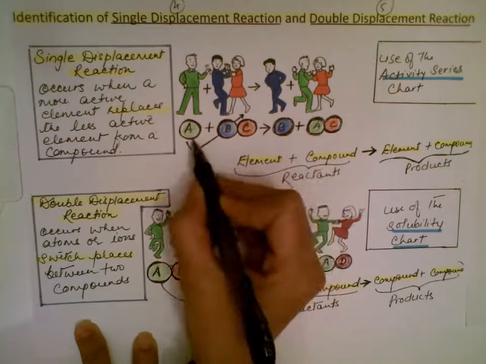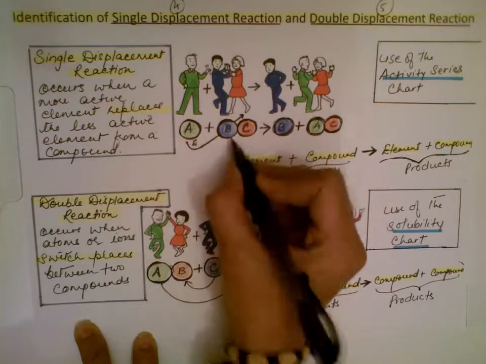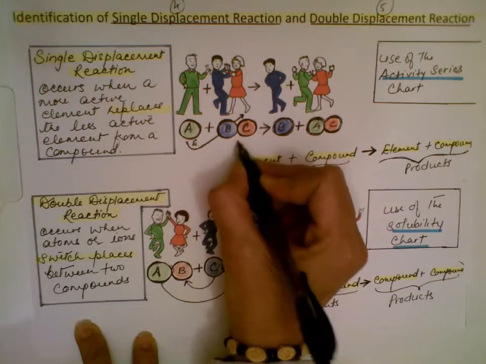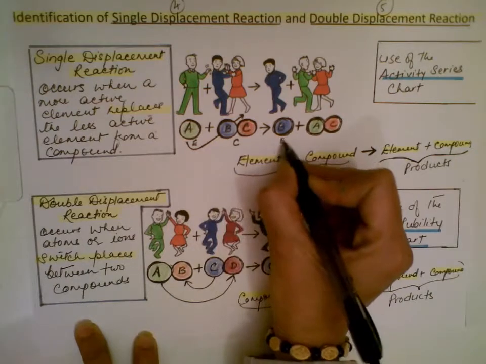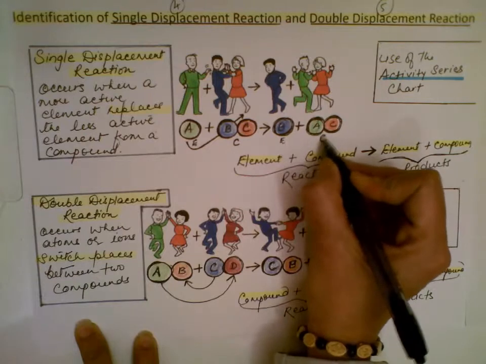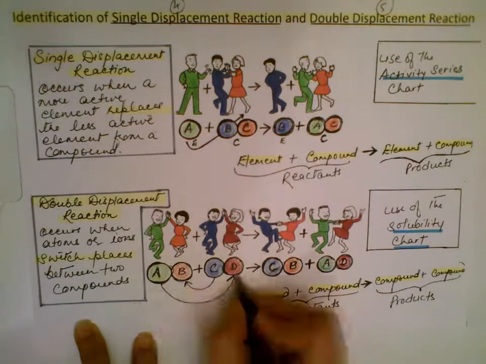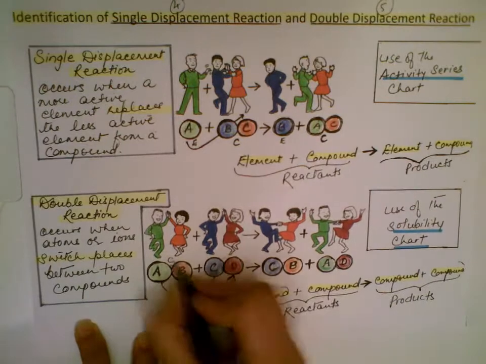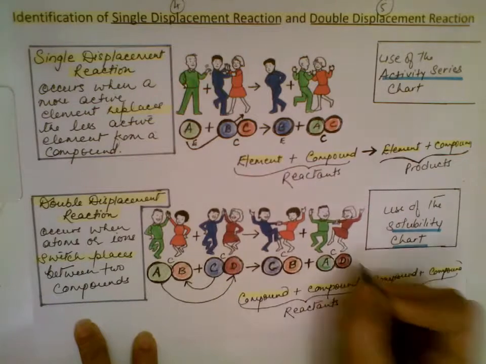A by itself means it's an element. I'm going to write letter E for element. B and C together represent a compound, so letter C is for compound. B by itself is an element, E, and A and C together represent a compound. Similarly here, you have this general equation: compound, compound, compound, and compound.